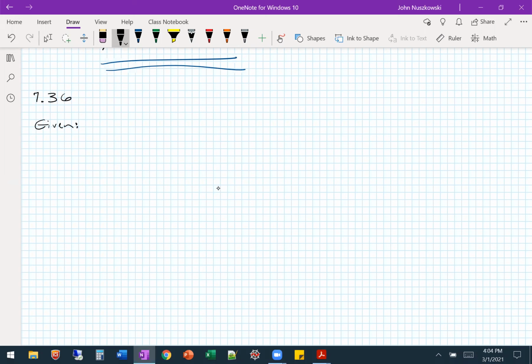Problem 7.36. A long cylindrical electrical heating element of diameter D is 12 millimeters. The thermal conductivity k is 240 watts per meter Kelvin. Density is 2,700 kilograms per meter cubed, and specific heat c_p is 900 joules per kilogram Kelvin.